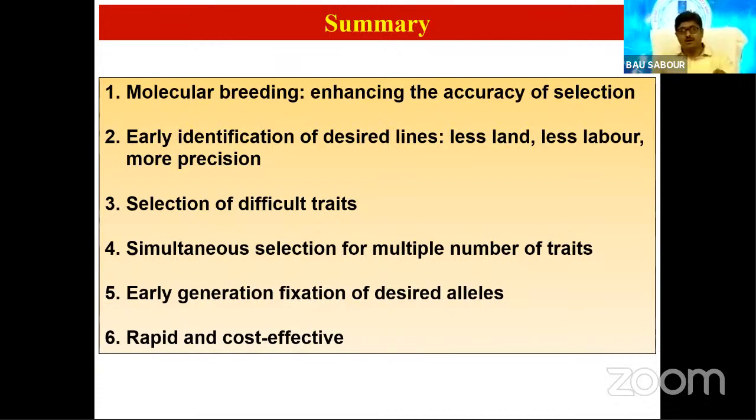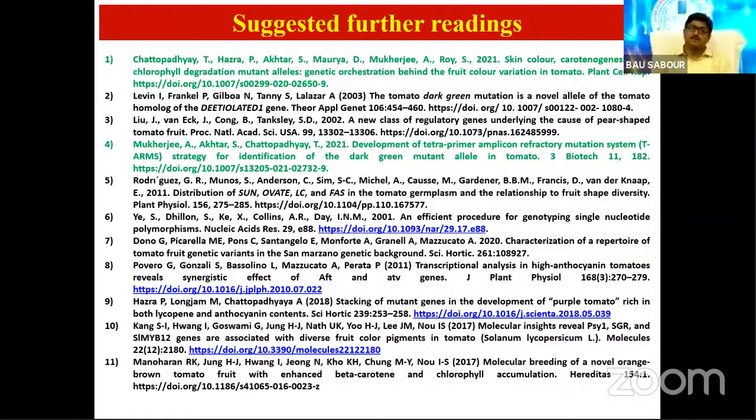So ultimately, it involves some input costs from chemicals and reagents, but it actually reduces the major costs of land, labor, and resources. So these are some of the suggested further readings among these 11. Two are from our group. In one, we have published in Plant Cell Reports, where we have identified all the fruit color variant mutant alleles that can be targeted for molecular breeding, to stack them all together to improve fruit quality and fruit color in tomato. And the second one is regarding identification of this dark green mutant allele, which gives high lycopene content. Both of them have been published this year, 2021 only.